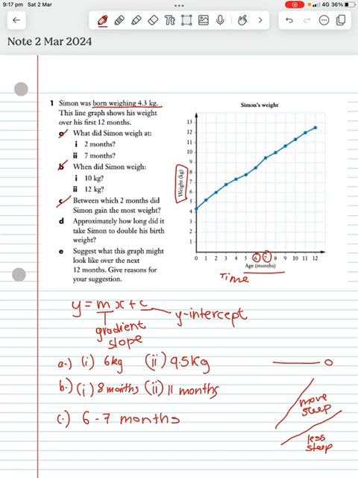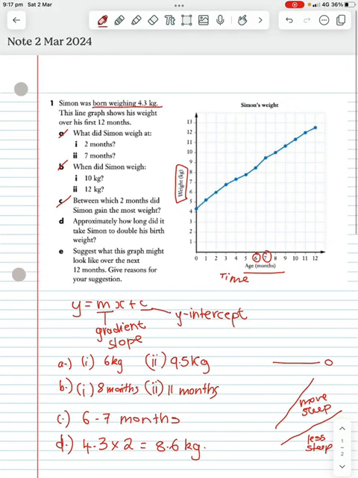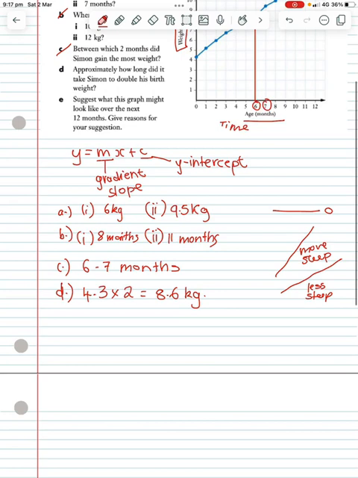Approximately how long did it take Simon to double his birth weight? When we double something, we multiply it by 2. His birth weight was 4.3, we times that by 2, and it's going to give us 8.6 kilograms. So I'm going to go kind of here. That's close enough. So it's going to be 6 months to double birth weight.